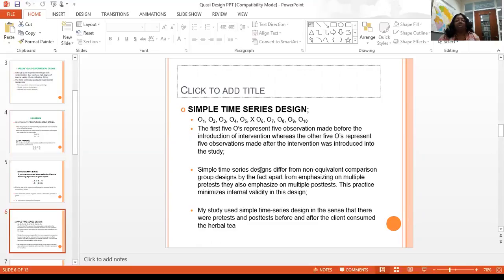Simple time series designs differ from non-equivalent comparison group designs by the fact that, apart from emphasizing multiple pre-tests, they also emphasize multiple post-tests. This practice minimizes threats to internal validity in this design. My study used simple time series design in the sense that there were pre-tests and post-tests before and after the client consumed the herbal tea.